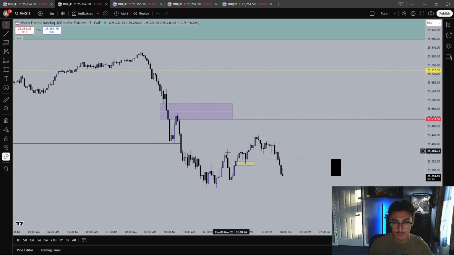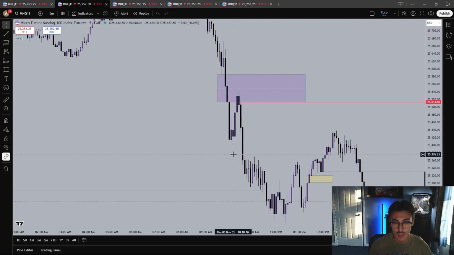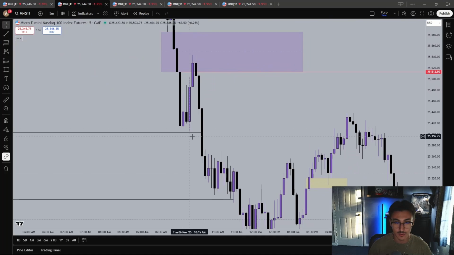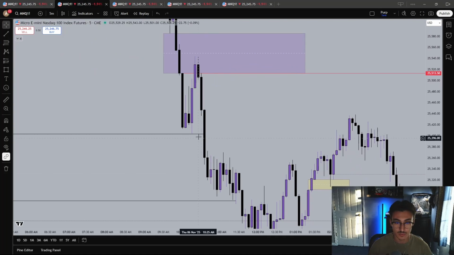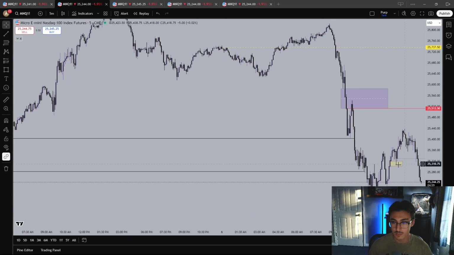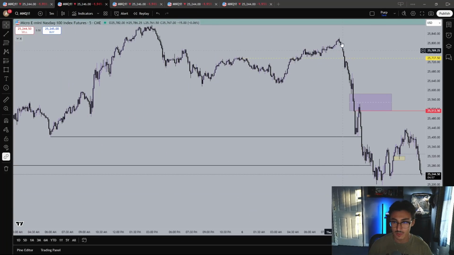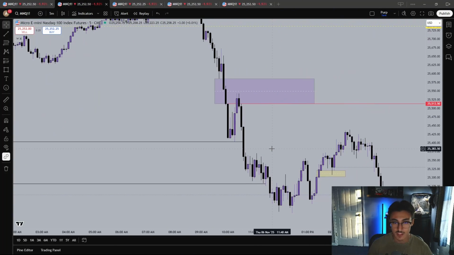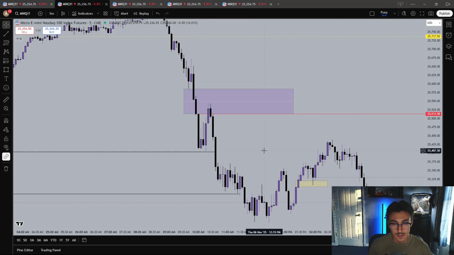Okay, we push down and we get super close. We actually almost touch the line and then push back up. So we make relative equal lows right here. With relative equal lows like that, that's something that I want to see price take out, especially when we've been this bearish all morning.